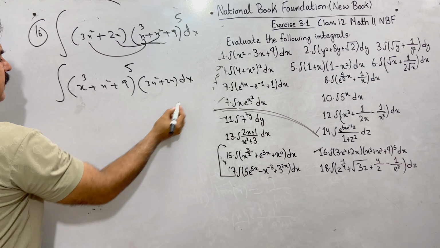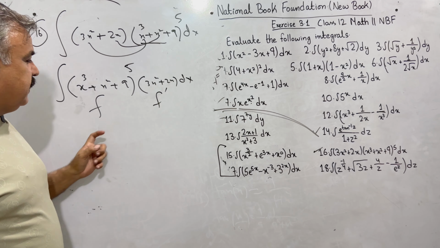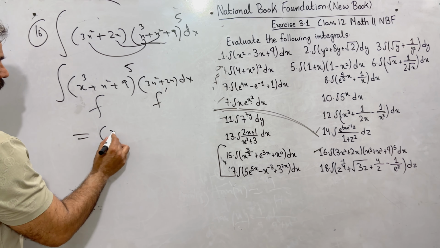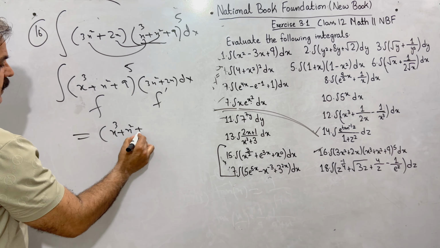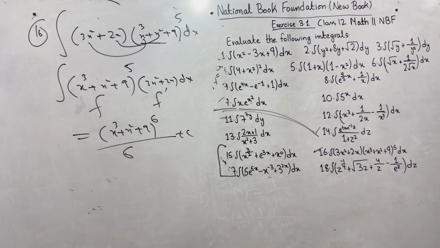To me, this trick is very dear to me. Function and its derivative. Add 1 to the power of the function, and its answer is x cube plus x square plus 9 raised to 6, divided by 6, plus c. That's our answer.